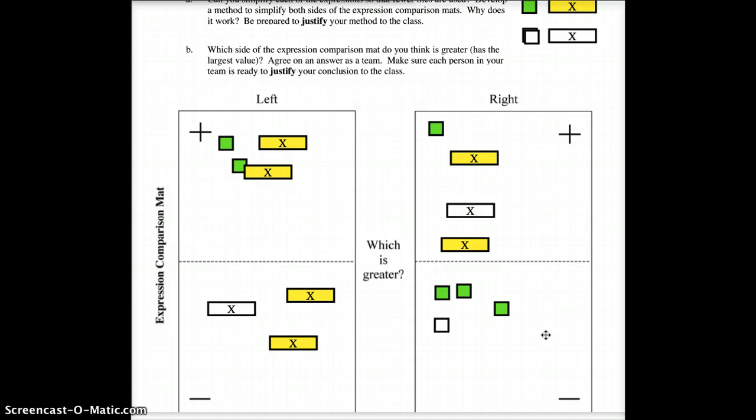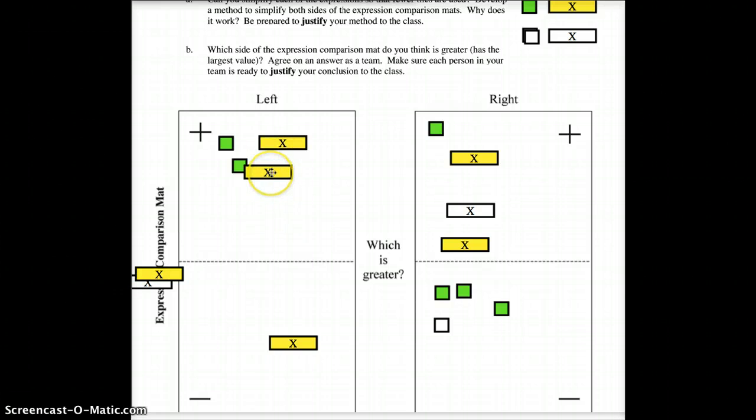So let's go through how to simplify this first of all. Let's first try and just simplify this left side here. On this bottom side, I've got a positive x and a negative x. What will those two do to each other? Cancel. So we'll get rid of them.